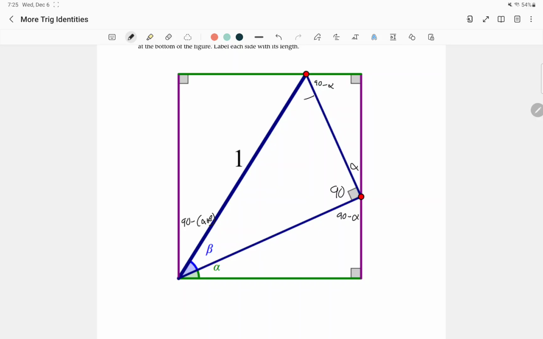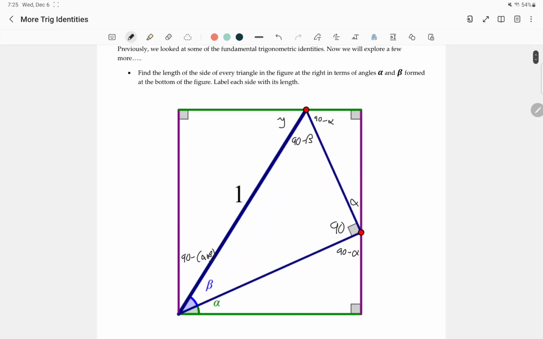And then from here, we know that we have this right triangle. So we can find this angle up here, which is going to be 90 minus beta. That means this angle, let's just say it's y for now. That means we know that y plus 90 minus beta plus 90 minus alpha equals 180. So then we can cancel out the 90s and the 180. So we know that y minus beta minus alpha equals 0. So we know y is equal to alpha plus beta.